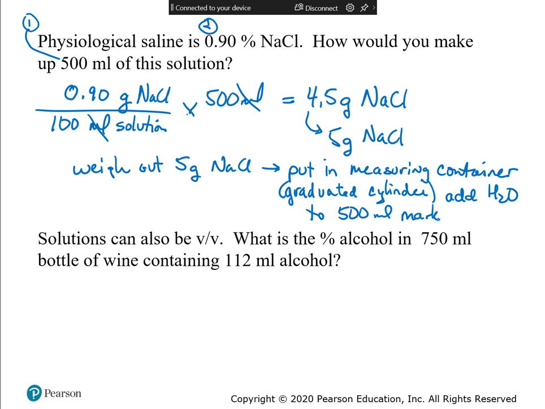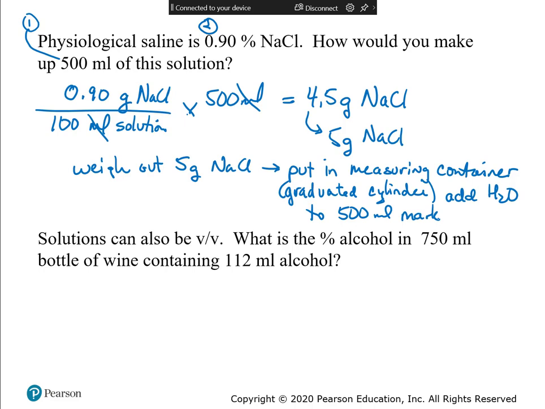So here's an example of volume to volume. Do you see in this one, when you look, there's no grams. Both of your numbers are in volumes. So wine, the percent alcohol in 750, that's a typical bottle of wine. It contains 112 mils of alcohol.